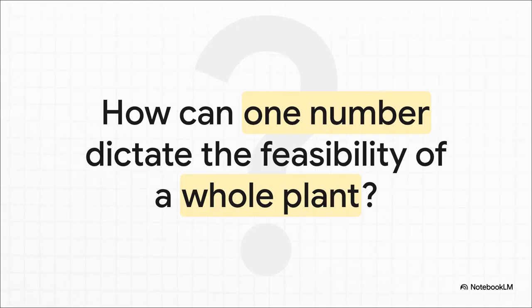So let's end with this thought. We've gone all the way from simple blocks on a page to detailed calculations, but it all hinges on these fundamental principles. And it leads to a really fascinating question. How can just one number, that abstract thermodynamic property, relative volatility, end up dictating the entire design, the cost, and even the ultimate feasibility of a multi-million-dollar chemical plant? That right there is the power of process analysis.